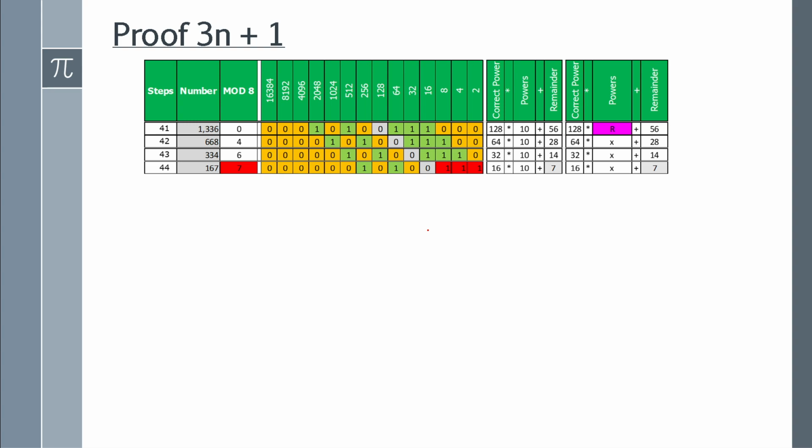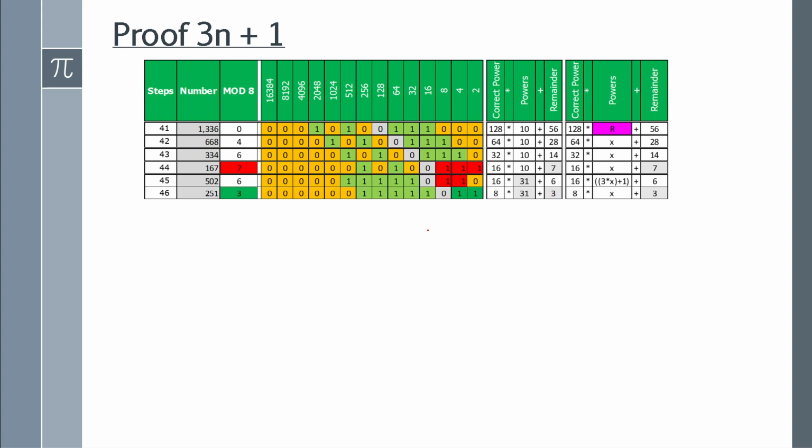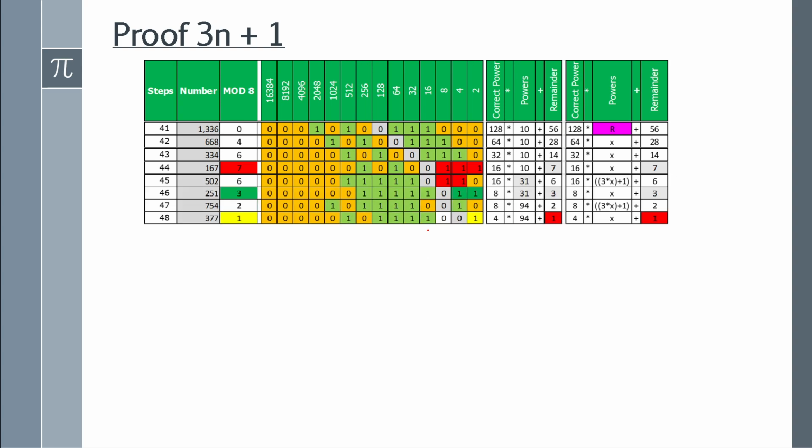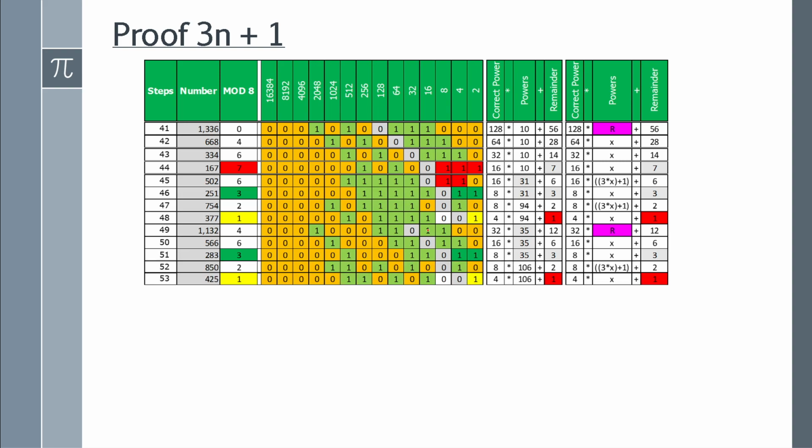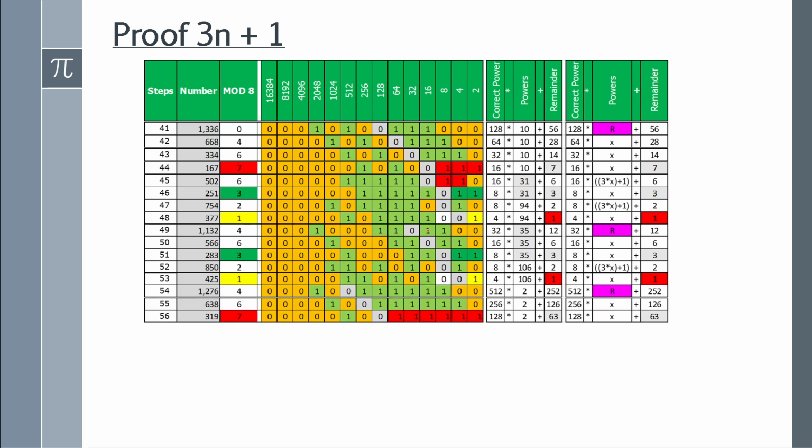Right, and here we're at 167, and it's a 7 mod 8, so I'm going to go to a 3 mod 8 in 2 steps, and in 2 steps I'll be at a 1 mod 4 number. In this case it's a 1 mod 8, so we're going to be at an odd number that's less than 377 in 3 steps. 1, 2, 3. 283 is less than 377. So we're at a 3 mod 8, so in 2 steps we're going to be at a 1 mod 4. And this is a 1 mod 8, so in 3 steps we'll be at an odd number less than 425.